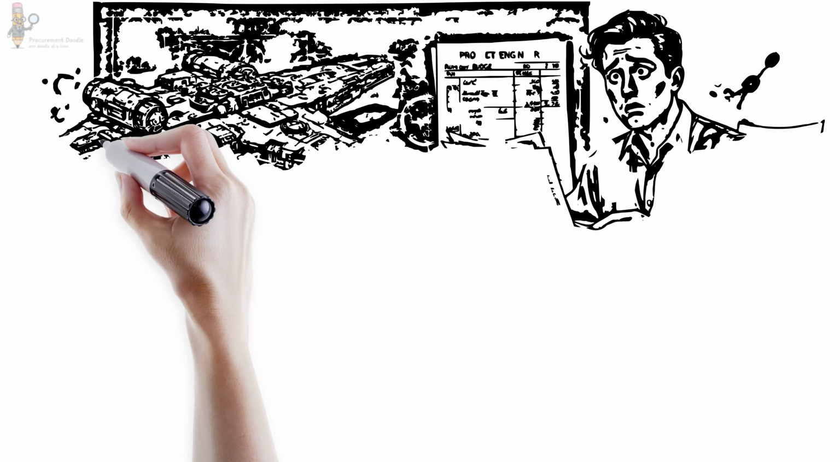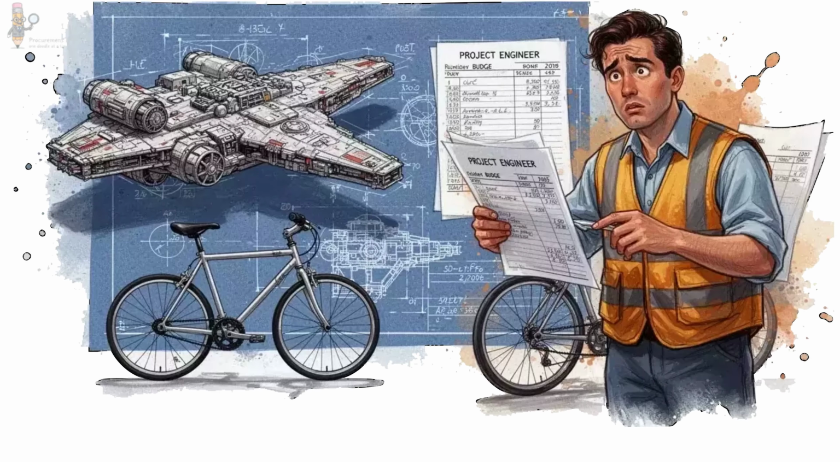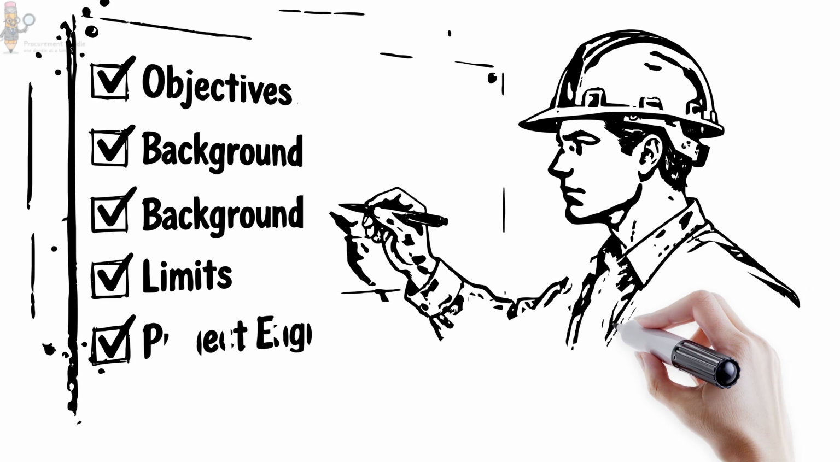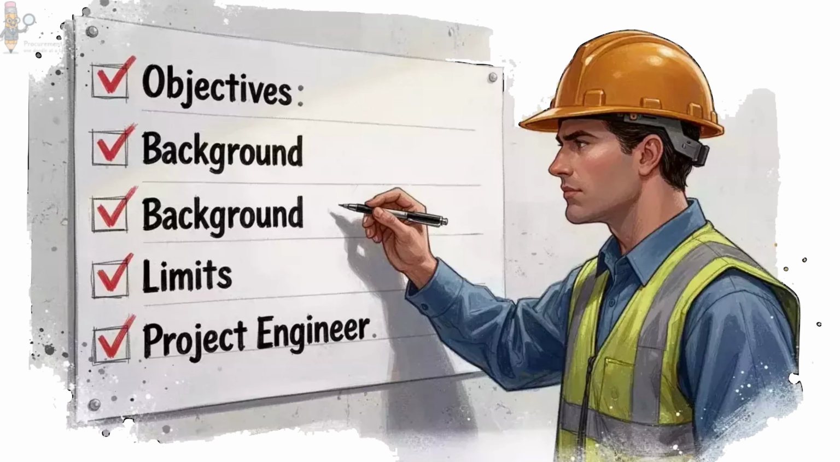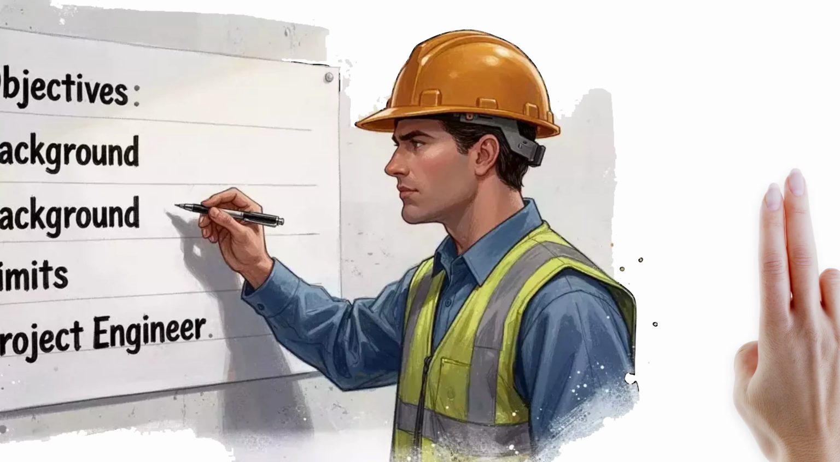Why? Because the TOR must be compatible with the available budget. There's no point asking for a space shuttle design if you only have the budget for a bicycle. A good TOR does three things perfectly. First, it defines the objectives, goals, and scope. Second, it provides background information, existing studies, basic data, to help consultants write realistic proposals. And third, and this is critical, it knows when to stop.